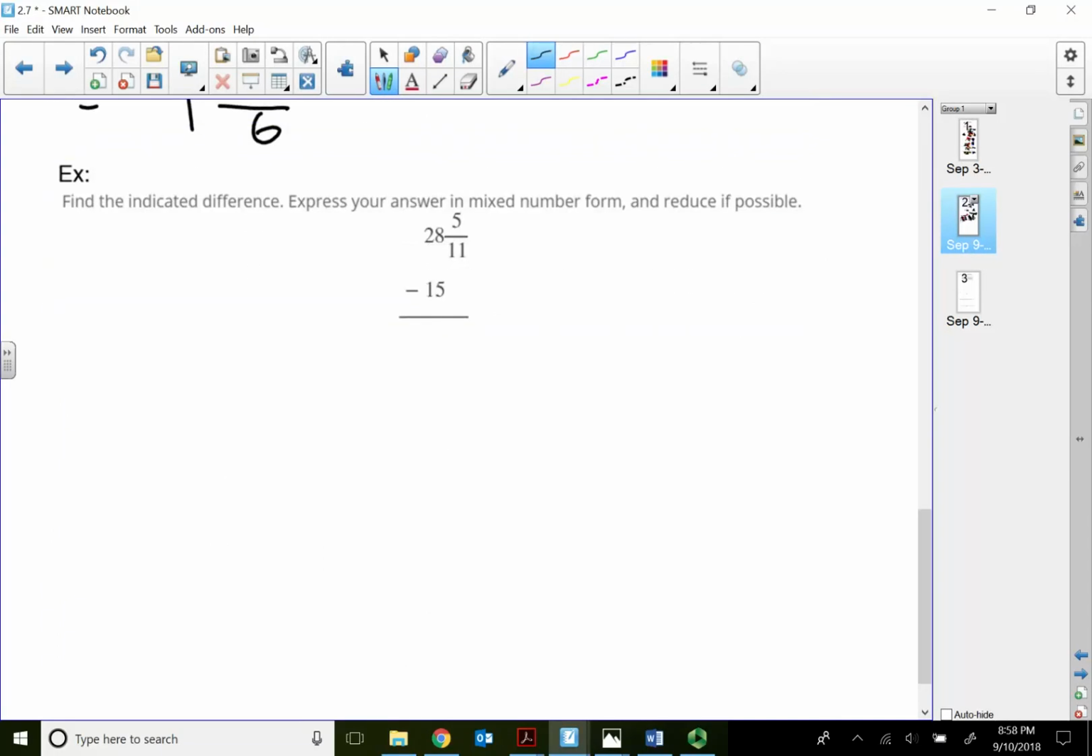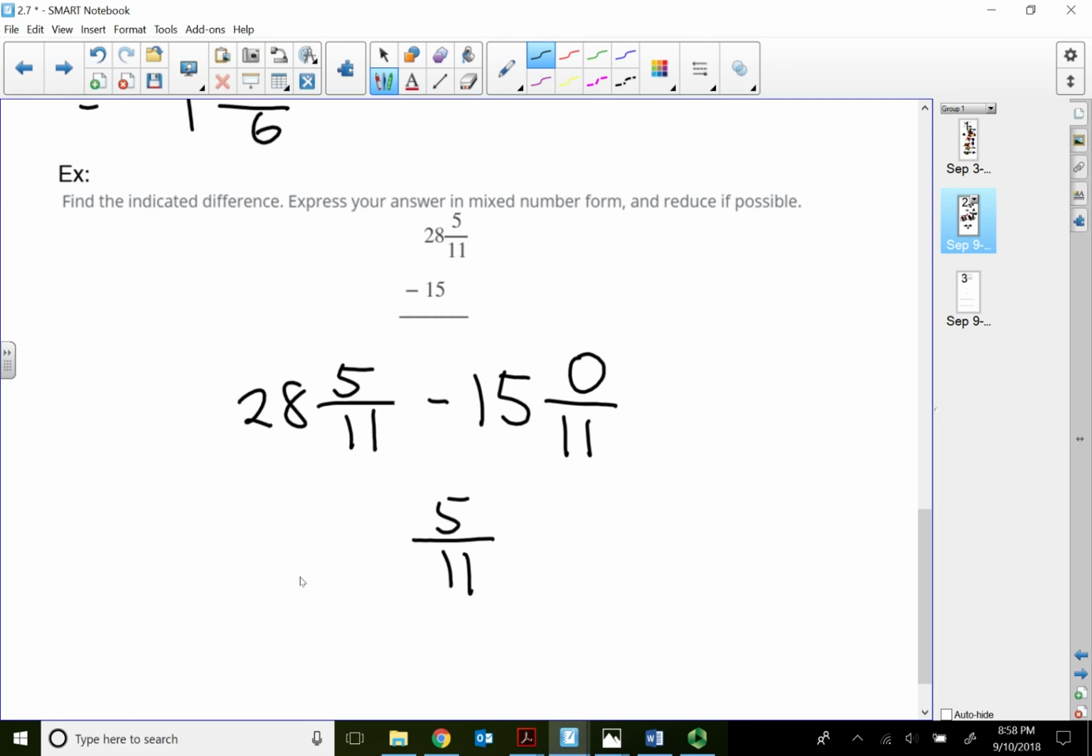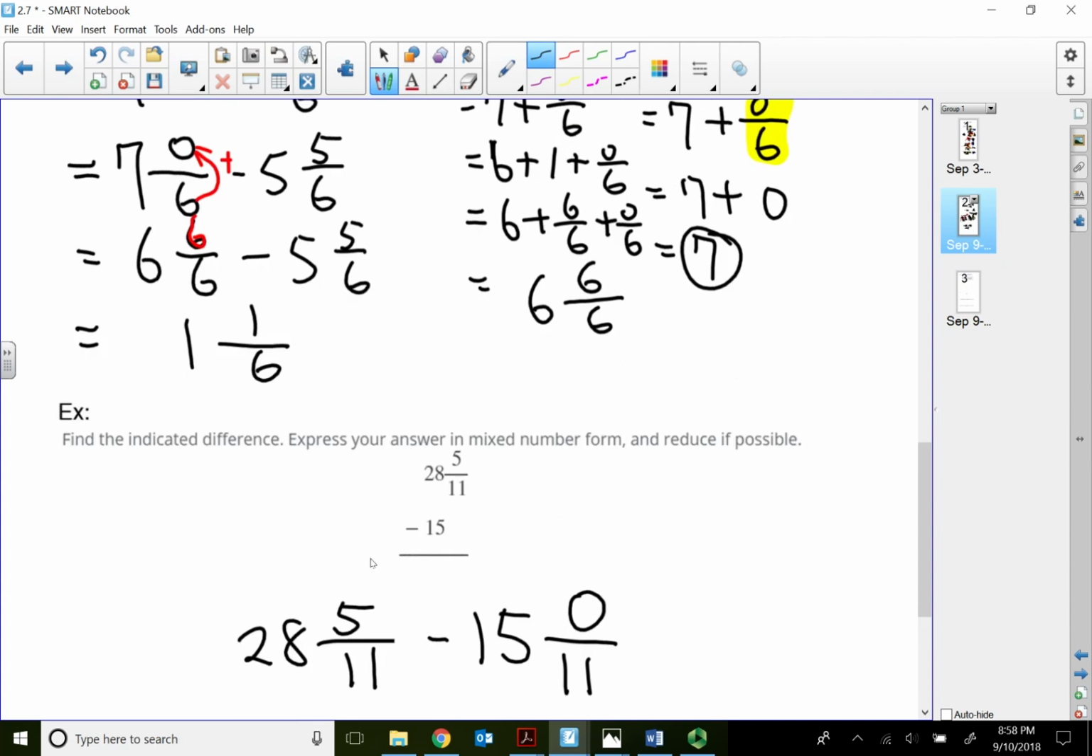Now this one is a little bit different. Okay, this one, the whole number is on the back side of the subtraction. So minus 15. So what happens if I view my whole number 15 as 15 and 0 over 11? Mathematically, this 15 is viewed as 15 and 0 over 11. 5 up front is enough to subtract the 0. So 5 minus 0 is still going to be 5 over 11. 28 minus 15 is going to be 13. So my final answer is 13 and 5 over 11, which is different compared to the previous one.